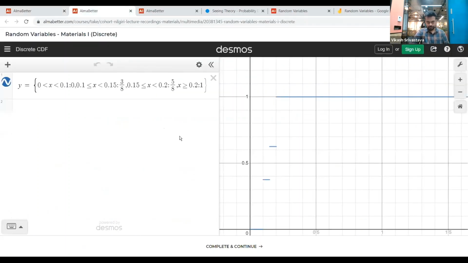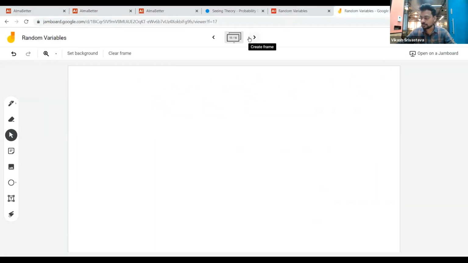I have a nice visualization for you guys, right? So this is how I defined my function, right? So this is my capital F of X, right? So let's write this. How do we write that? Okay, so I'm talking about the CDF, which is the cumulative distribution function.